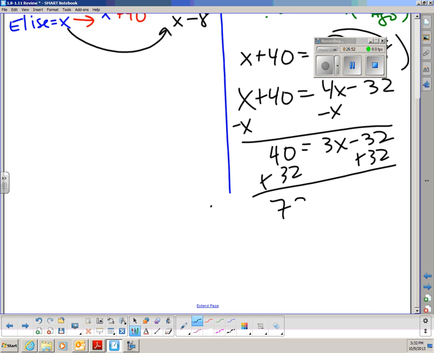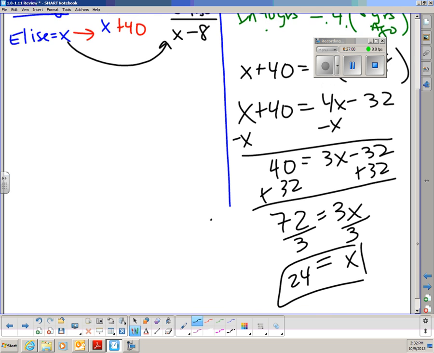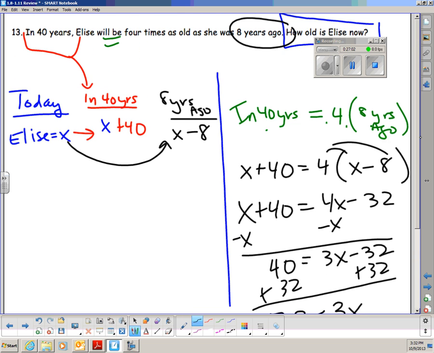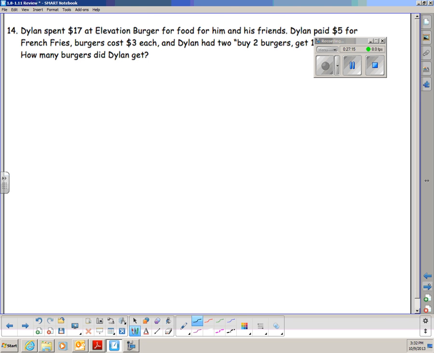40 plus 32 is 72. 72 is 3X divided by 3. X is 24. Keep in mind, Elise was 24. X is our age now. We wanted to find out how old she was now, so guess what? Elise is 24 today. That's how old she is. 24 is your final answer in this case. All right, let's keep going here.